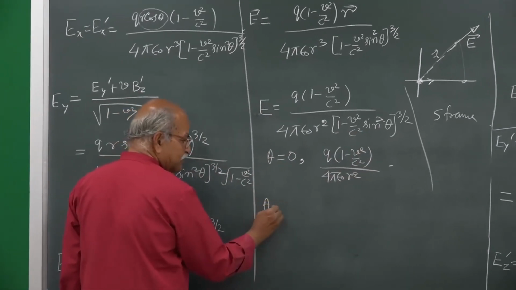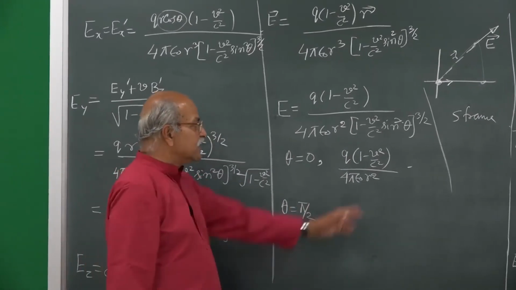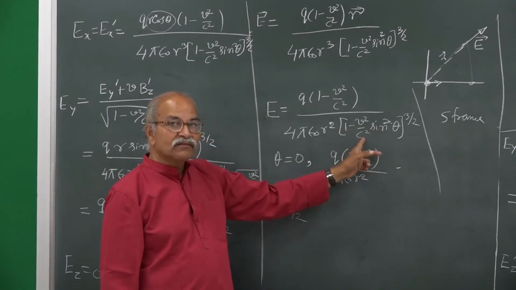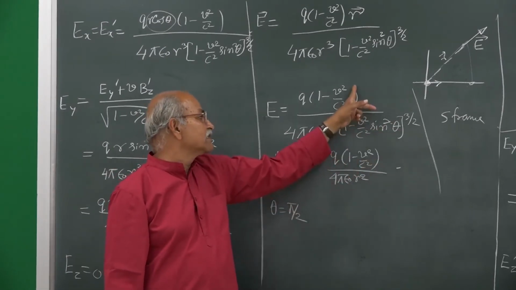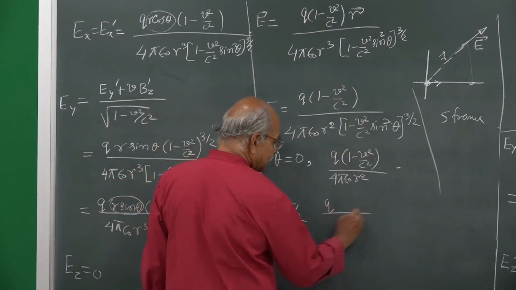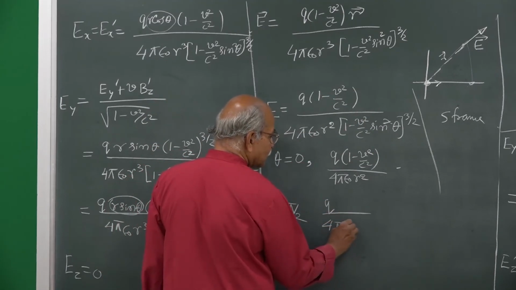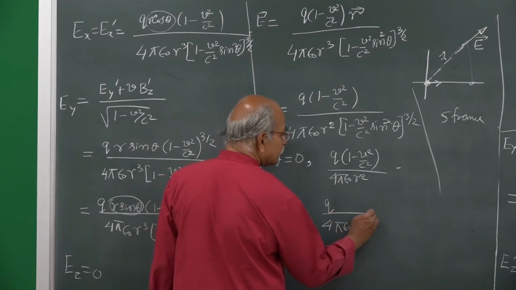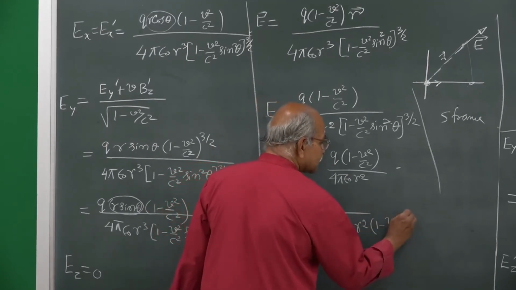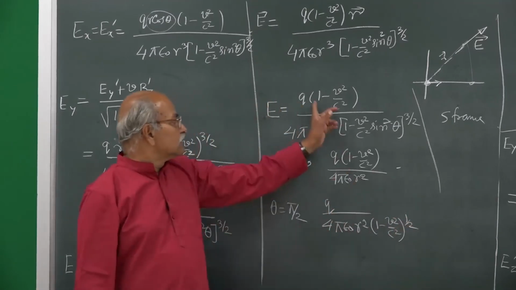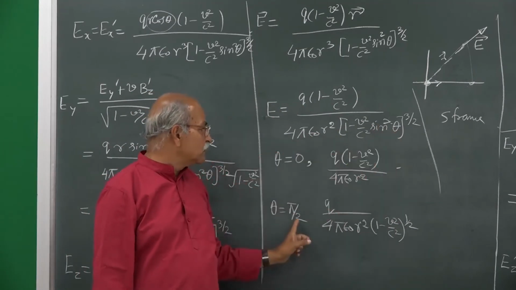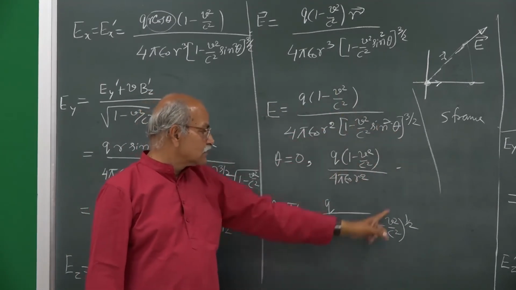But what if theta is pi by 2? If theta is pi by 2, this is 1, and then it is 1 minus v square by c square to the power 3 by 2, the 1 power here will cancel and you will have q divided by 4 pi epsilon naught r square, and then here 1 minus v square by c square to the power half, because sin theta is 1 at theta equal to pi by 2. So, it is just the square root of this.